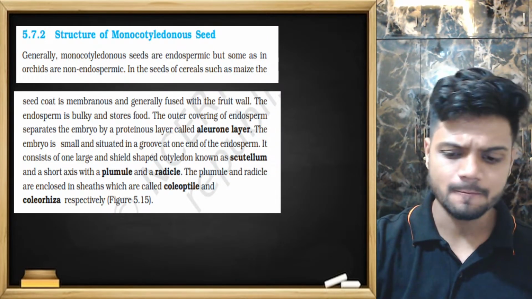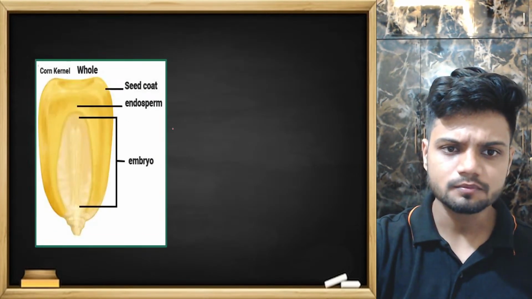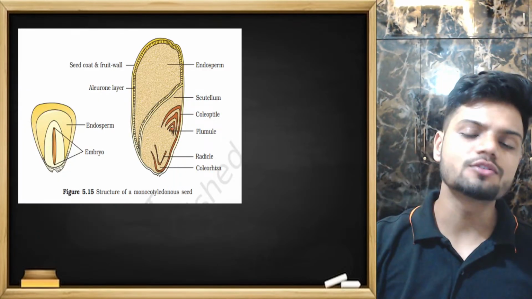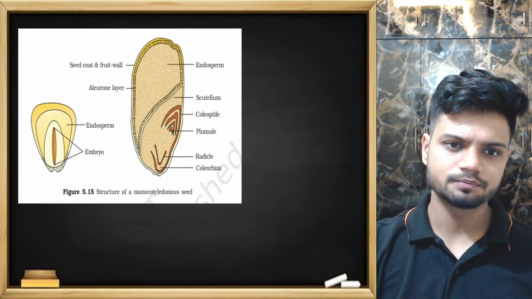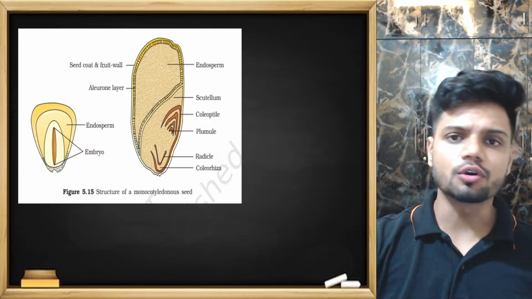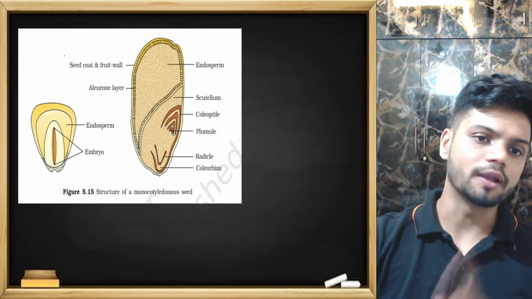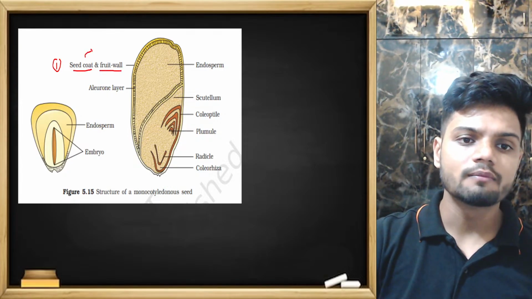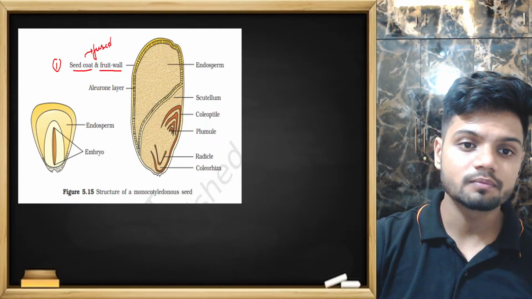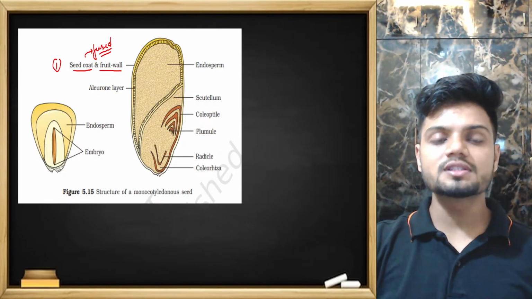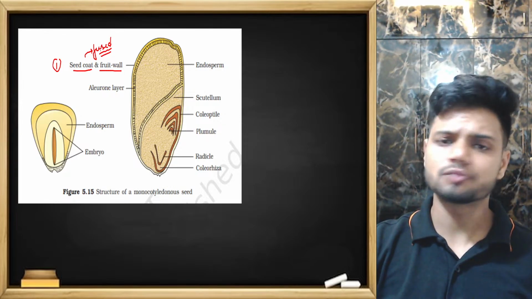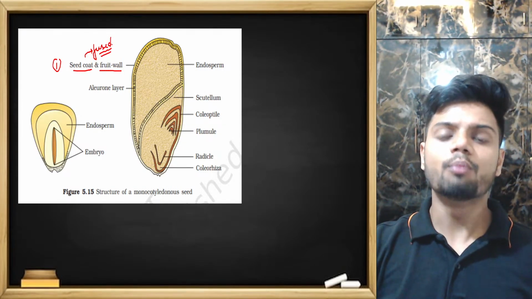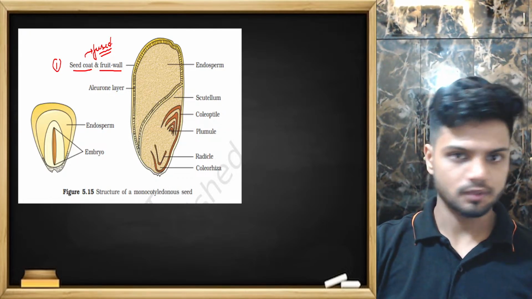Now see the diagram again. Now see here students, in the case of a monocot seed, the first main point is that the seed coat and fruit wall are fused here. You cannot tell which is the seed coat, testa, tegmen. You can't tell which is the seed coat and which is the fruit wall. Both are fused here. Done.